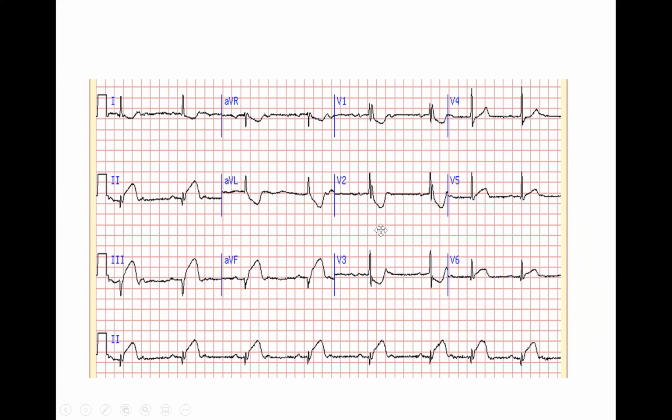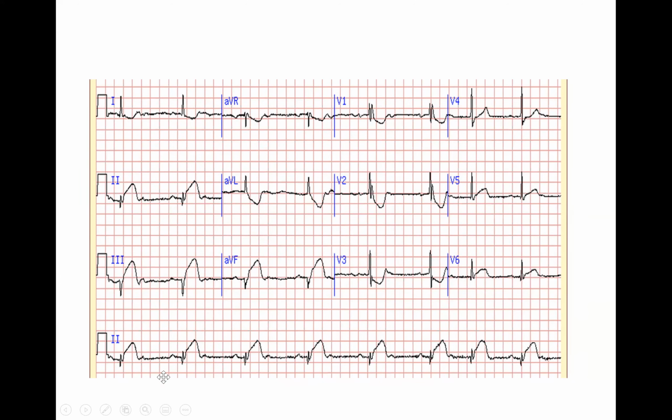posterior extension, and also in V5 and V6 there is an ST elevation here, very minimal. So that's an infero-posterolateral MI. Second step, I need to look at the AV conduction.